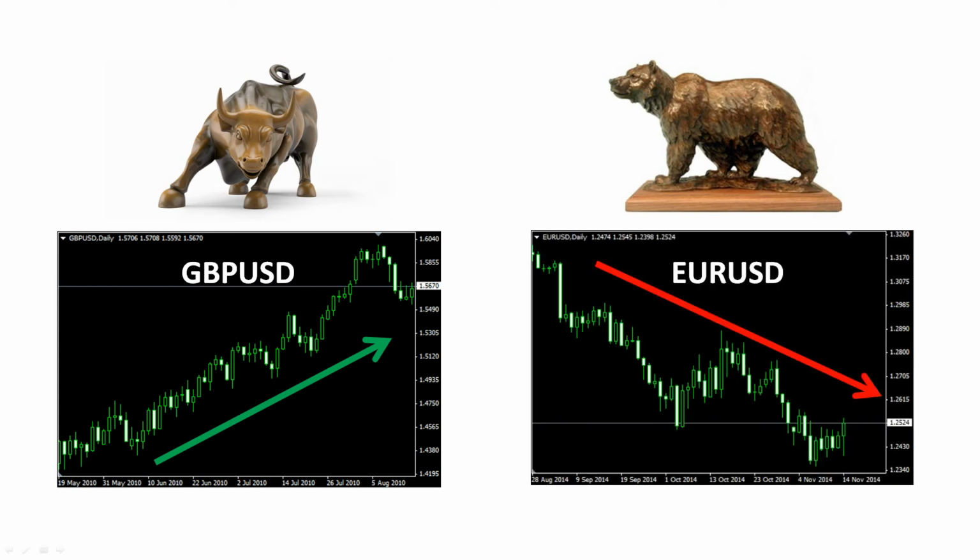Bears are people who invest in the decline of a currency pair, and this is an example of the euro-US dollar in a downward trend. Here the bears would profit from selling this currency pair.